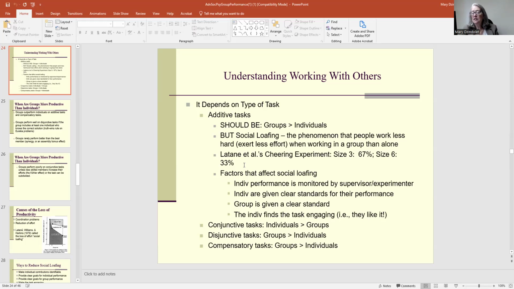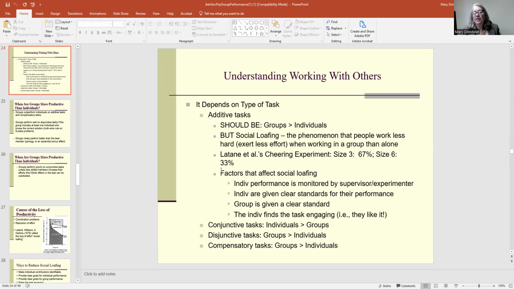It's all counterbalanced. And what they found was that when people thought there were 3 people in the group, in other words, the output was going to be combined with 2 others, they cheered about two-thirds as loud as they did when they thought they were alone.